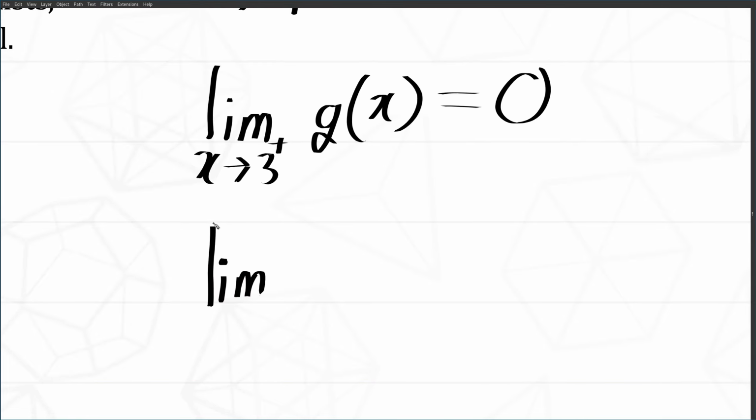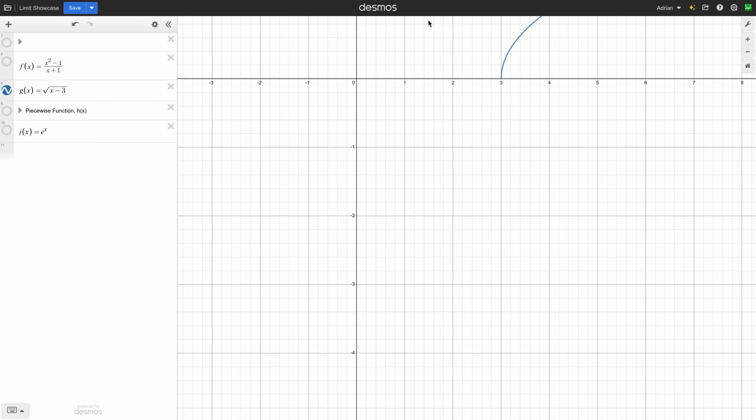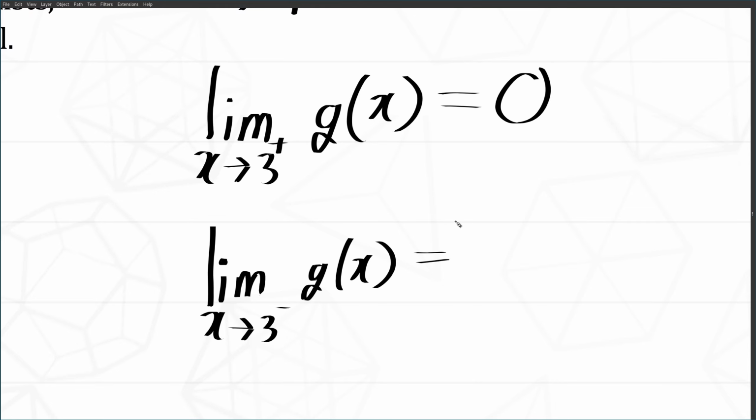Limit as x approaches 3 from the left, g of x. And now you run into, what do we write when there's just nothing there? You're going to write does not exist, or DNE for short. This is how we communicate that it does not exist. Correct? Three little letters here.